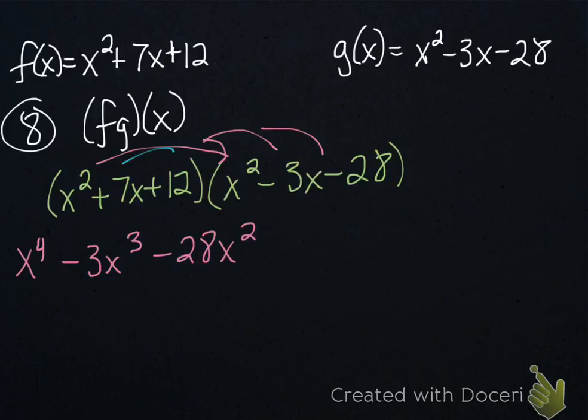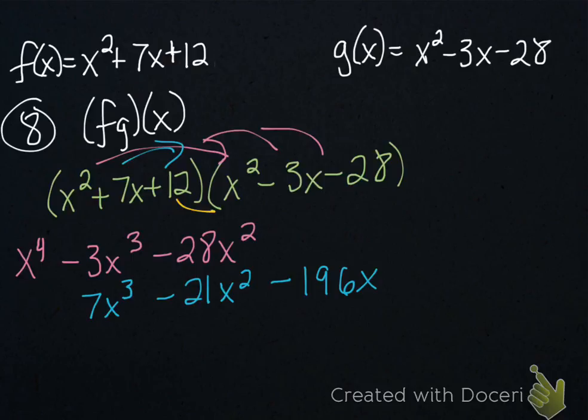Now let's distribute the 7x to everything. So I would have 7x cubed minus 21x squared minus 196x. That's a big number. Okay, last one. Got to distribute the 12. So I have 12x squared minus 36x minus 336.